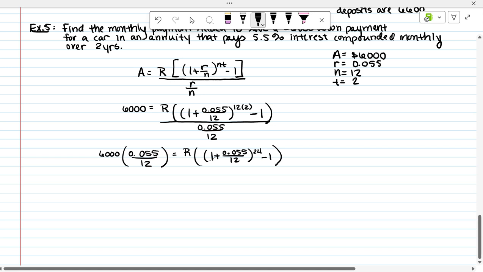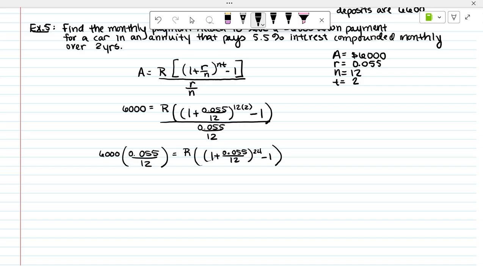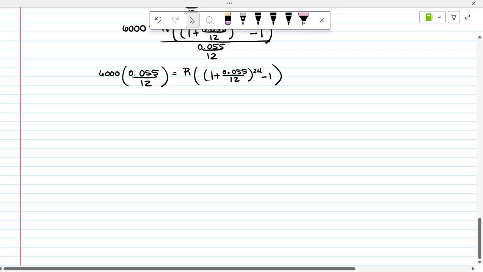Okay. You tell me this. How do I get R by itself? What's happening to R and the big uglies over there? They're being multiplied, because I got R and I got a big set of parentheses. So we can actually divide both sides by that big chunk that's sitting by R. So I'm going to divide both sides by 1 plus 0.055 divided by 12 to the 24th minus 1.